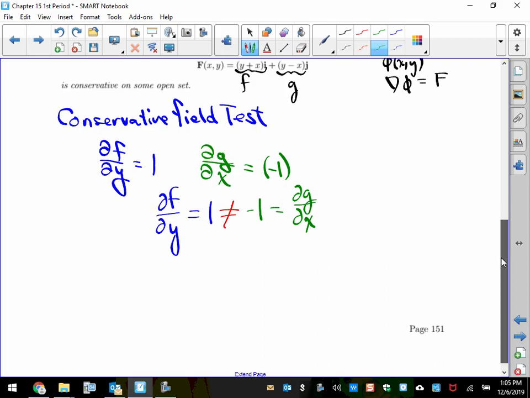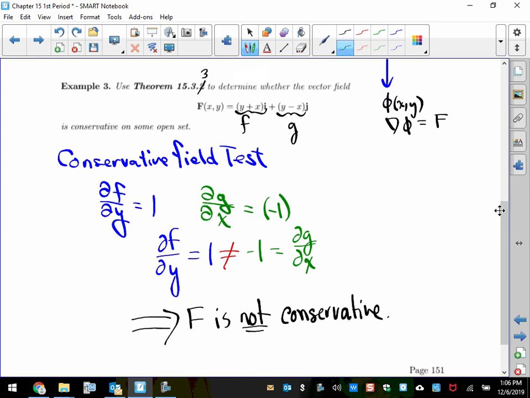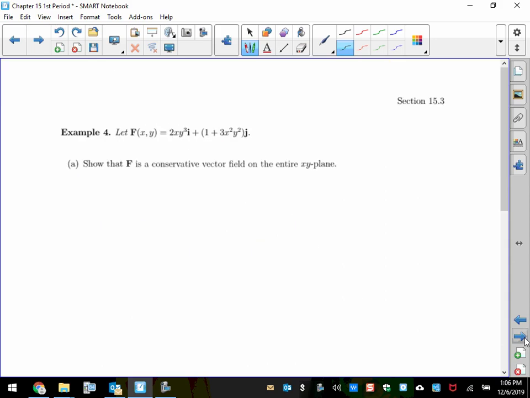So remember, that's an if and only if. So by the conservative field test, this implies that the field F is not conservative. That means that it's not path independent if I were to integrate over this field. There could be some path that gives me a different value at some other point when I'm integrating over this field. Okay, well, let's try another example.